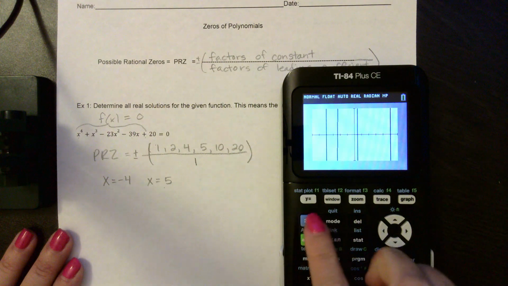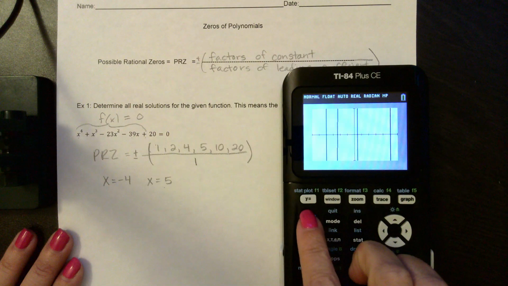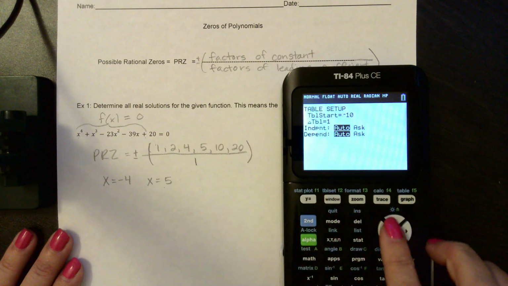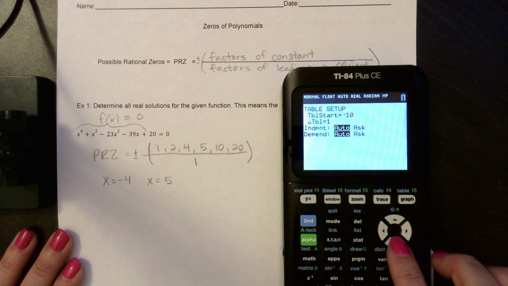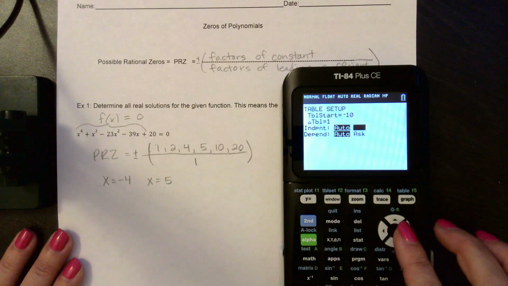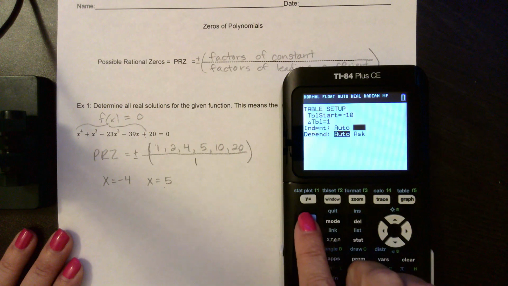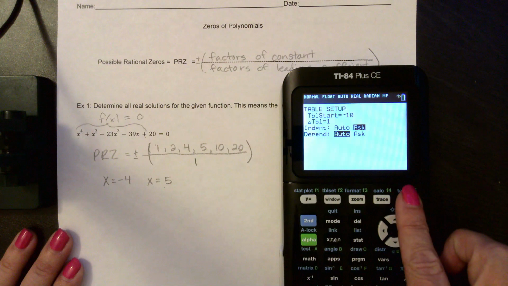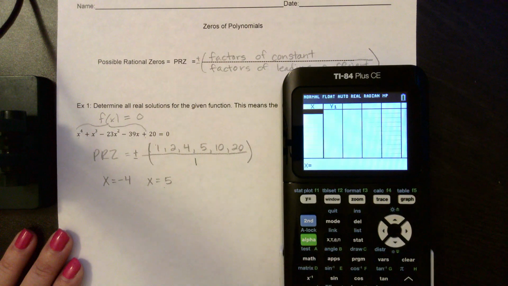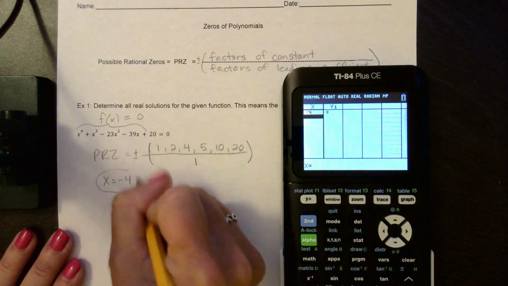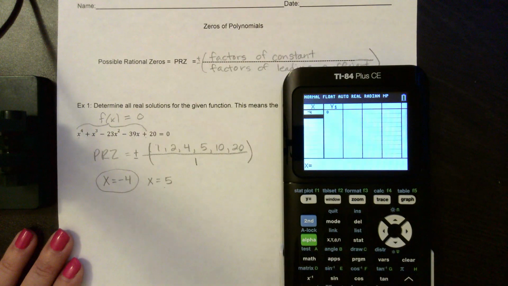So remember to check. I'm going to go second table set. It doesn't matter what table start is for this one. I'm going to change my independent to ask. And then I'm going to hit second graph because that gets me to my table. So I'm going to type in negative 4. I see that I have 0. Okay, so that's good evidence that this is a 0. I'm going to circle it to remind myself that I checked it. Then I'm going to type in 5.